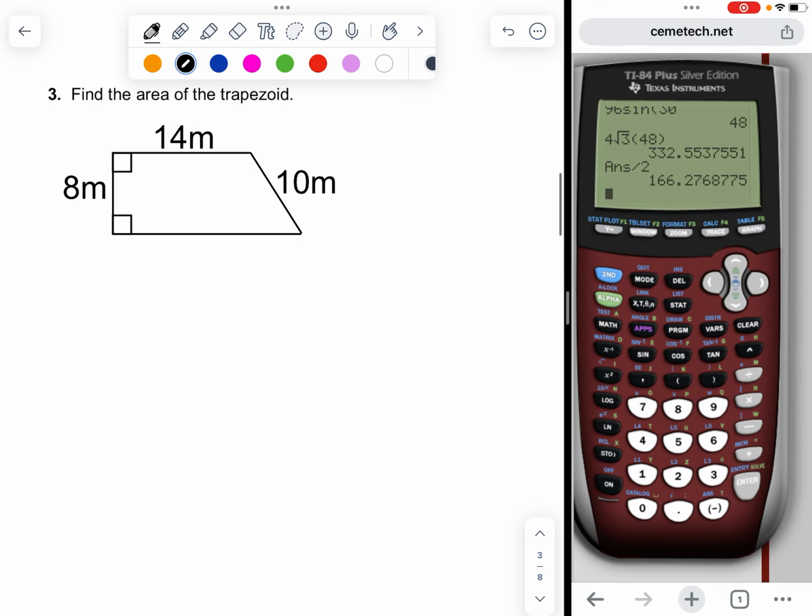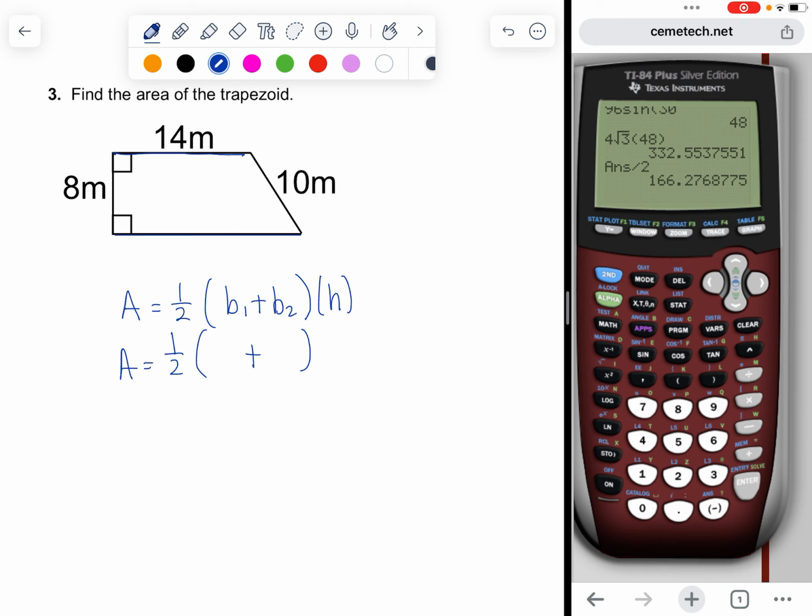Okay, next one, find the area of the trapezoid. So I need to know my area of a trapezoid formula. Area equals 1/2 base 1 plus base 2 times height. All right, so area equals 1/2. I need my 2 bases added up. So my bases are my parallel pieces. So that is the 14 and I don't know this. Okay, so 14, I'll leave a space for that. And then my height is perpendicular to my bases. I see right angles right here. So this is my height, which is 8.